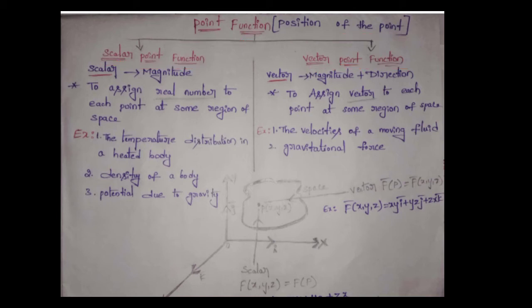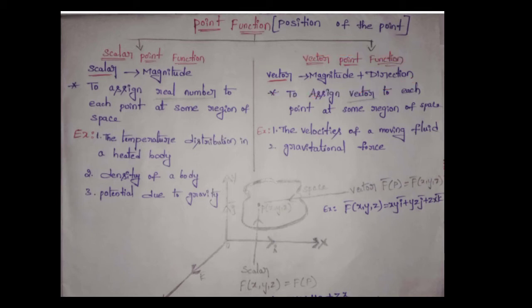Here I will explain the major difference between scalar point function and vector point function. First of all, we want to know what scalar and vector are. Scalar is a quantity which has only magnitude in the space. That means scalar has magnitude. Magnitude is nothing but size or length. Next one, vector. Vector is a quantity which has both magnitude and direction. That means vector has a magnitude and direction.